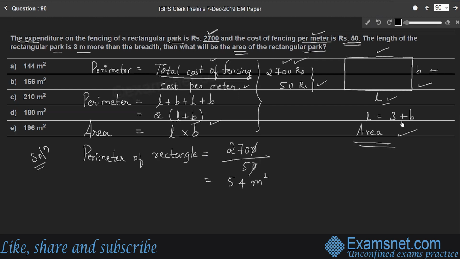Not meter square. Only in case of area, we use the unit as square, meter square or centimeter square. So the perimeter of the rectangular park is 54 meter. Next part, we have to find the length and breadth of the park, right? So what is the length of the park here? It is 3 meters more than the breadth, right?